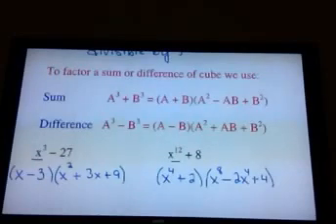Cube root of the first, same sign, cube root of the second. And then square the first, change the sign, multiply them, square the last.